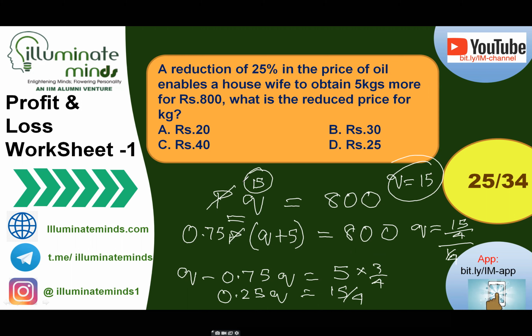So 15 means what? What is the reduced price? So original price is 800 by 15. Now reduced price is 0.75P. So I should multiply it with 0.75. So this will become 800 by 15 into 3 by 4. This becomes 200. This becomes 5. 5 into 200 by 5 becomes 40. So the correct answer is option C, 40.